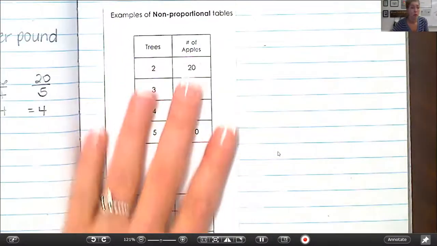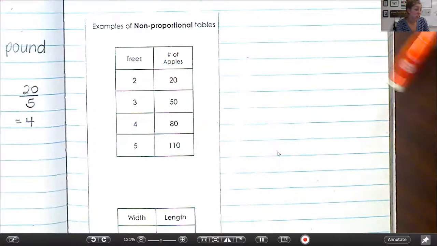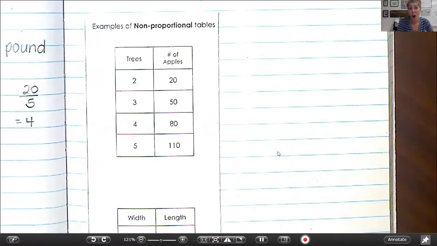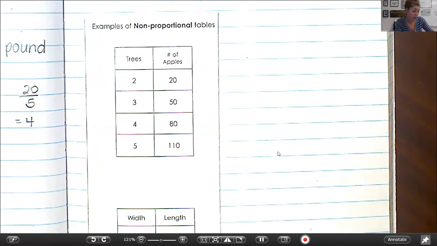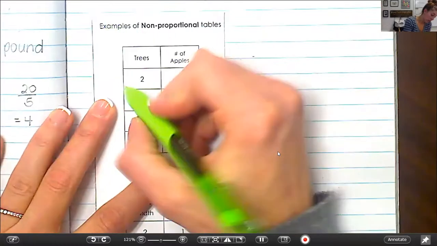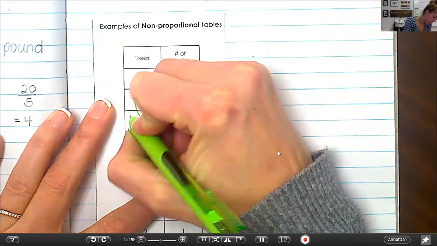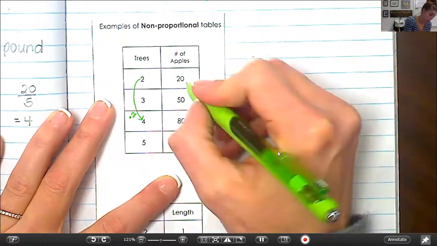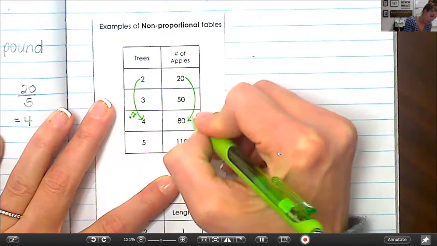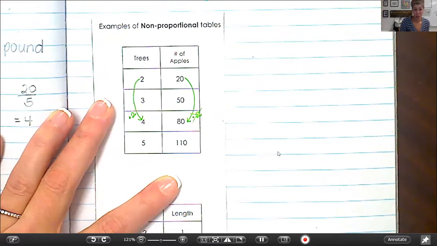All right, so non-proportional tables. We're going to do the same thing, same strategies, but this time we should prove that they aren't the same unit rate or don't have the common multiplier. Right away, I see one. I see a 2 and a 4. My brain goes right there. That's doubled, times 2. But 20 times 2 is not 80. That would not be true.